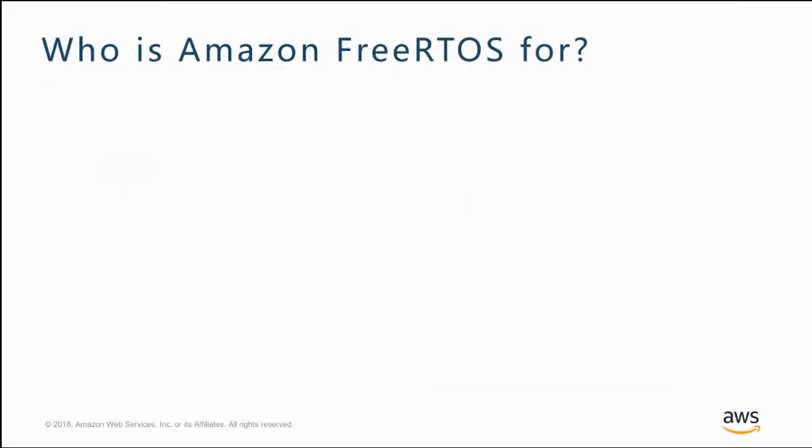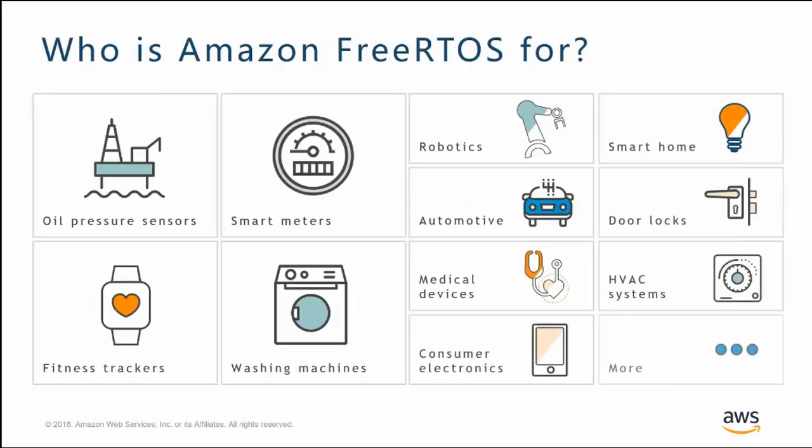So who's this for? The example we'll talk about a little bit later, when Dan gets into his demo, is the example of oil pressure sensors on an oil rig. But Amazon FreeRTOS is broadly applicable to any microcontroller-based embedded devices. So we've engaged with customers for smart meters and fitness trackers, washing machines, robotics, automotive, smart home, door locks, and I'll tell you about some of our customers in that space, medical devices, HVAC systems, and consumer electronics.